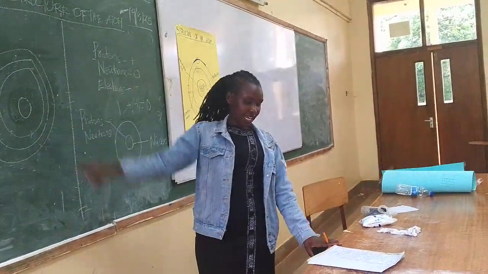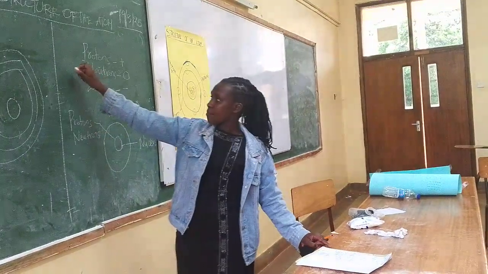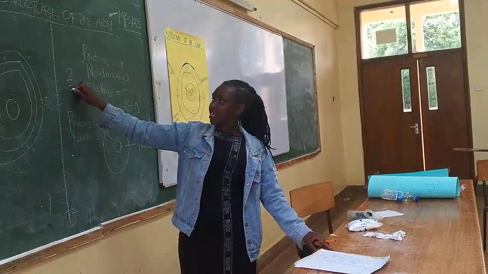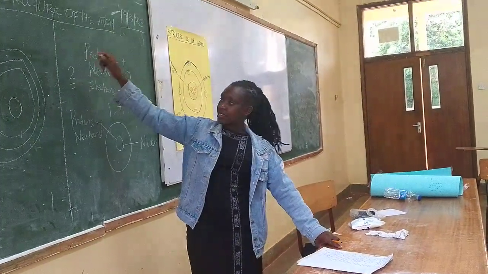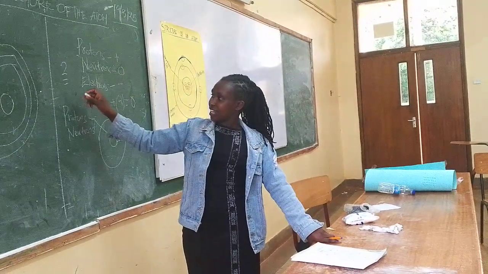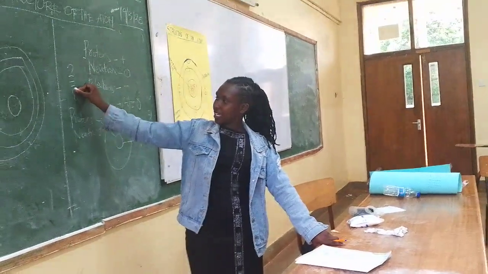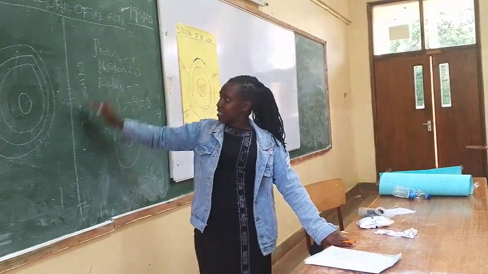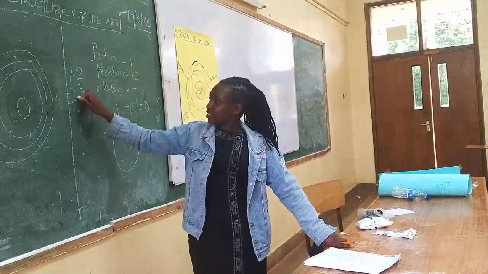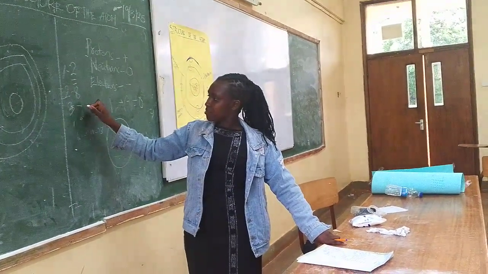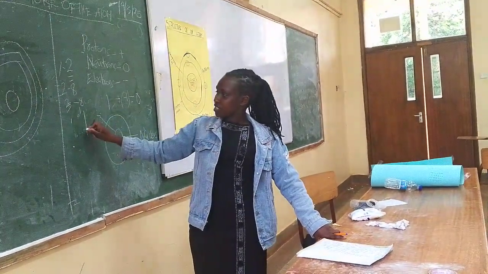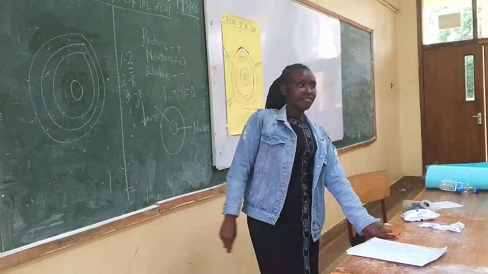So the lowest energy level carries a maximum of 2 electrons. The second energy level carries a maximum of 8 electrons. The third energy level carries a maximum of 8 as we continue downwards. Have you heard what I've said?